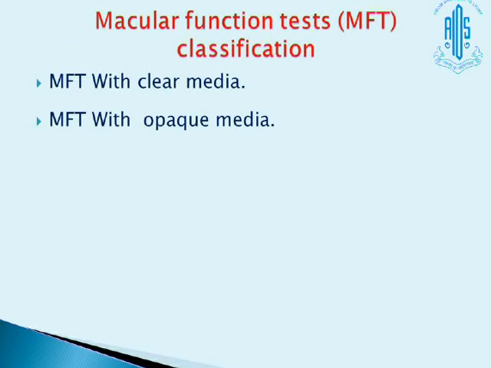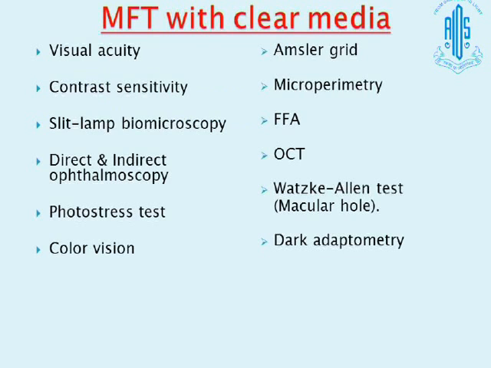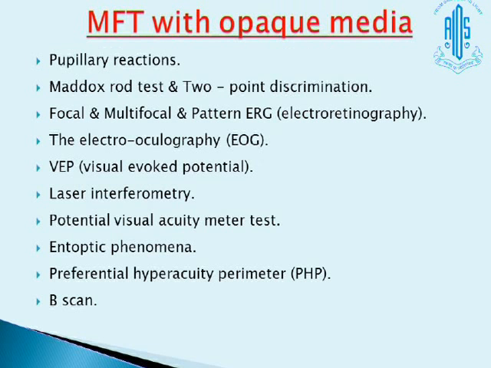Classification of function tests with clear media and opaque media. Regarding clear media, these could be visual acuity, contrast sensitivity, slit lamp biomicroscopy, direct and indirect ophthalmoscopy, photostress test, color vision, Amsler grid, microperimetry, fundus autofluorescence, OCT, Wadzik-Allen dark adaptometry. With opaque media, pupillary reaction, Maddox rod test, and so on.